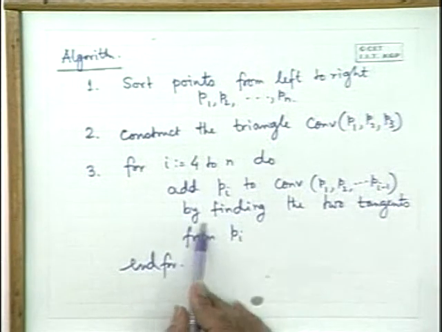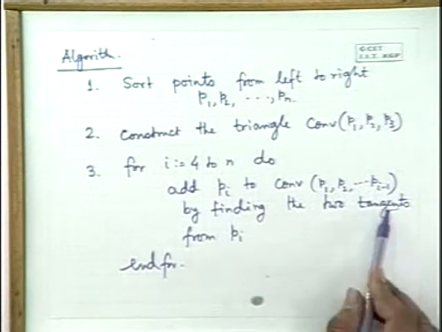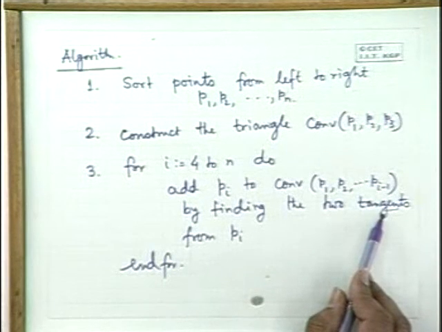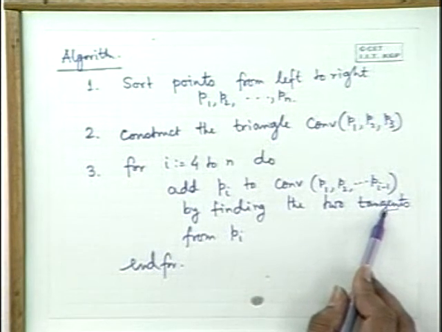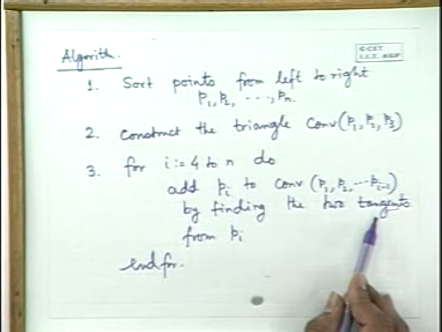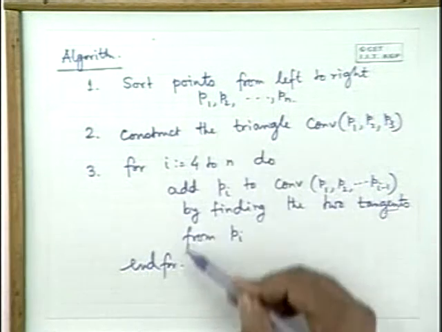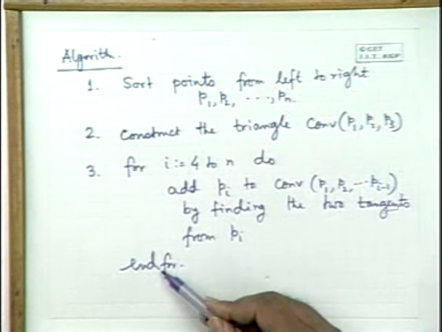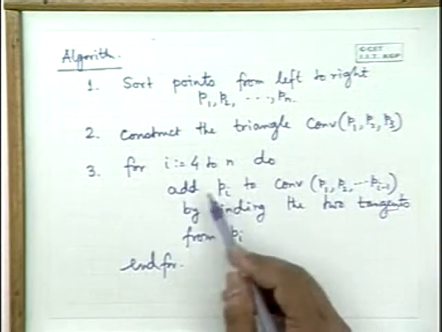I have already explained this step, but this I will write down later. How to find these two tangents I have explained, but I have not given the pseudocode. I will give you the pseudocode later. But this is the entire iteration. From 4 to n, we have to do it again and again.